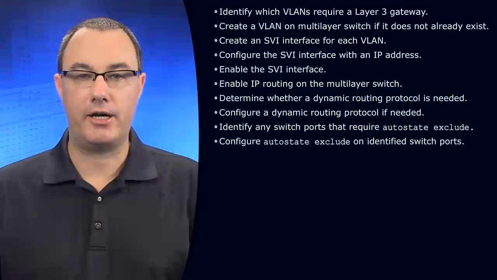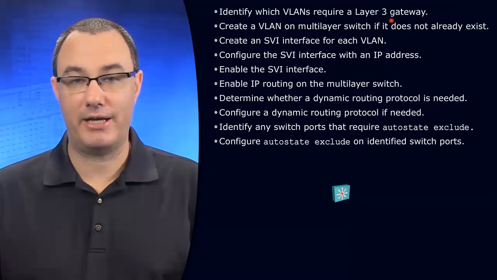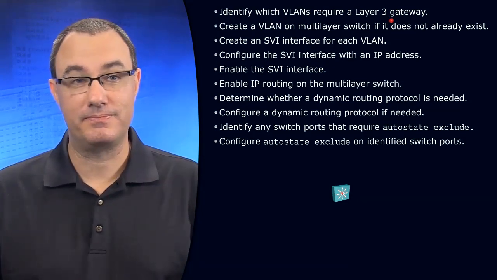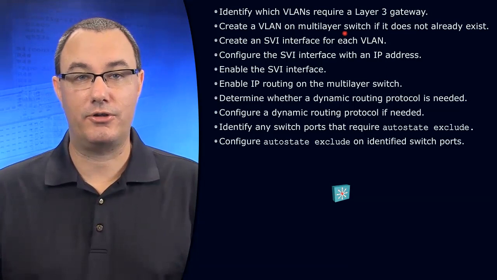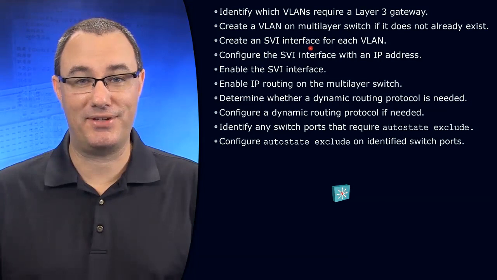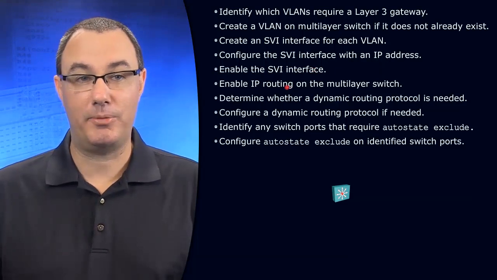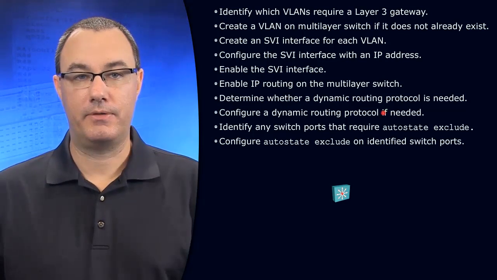Configuring an SVI takes the following. So we've got our multi-layer switch. What are we going to think about? Which VLANs are going to require a gateway? Probably all of them. Create your VLANs on your switches. Maybe use VTP to advertise if you're using v3. Create your SVIs. Give it an IP address. Do a no shutdown if they need it. Turn on IP routing. And then dynamic routing.